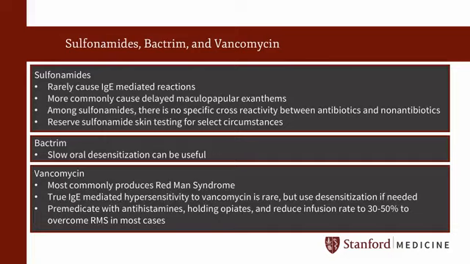Vancomycin most commonly produces red man syndrome caused by nonspecific mast cell activation with histamine release and symptomatically mimics a hypersensitivity reaction. True IgE-mediated hypersensitivity to vancomycin is rare but does happen, so desensitization can be done if necessary. Usually, pre-medication with antihistamines, holding opiates, and reducing the infusion rate to 30 to 50% are sufficient to overcome red man syndrome.